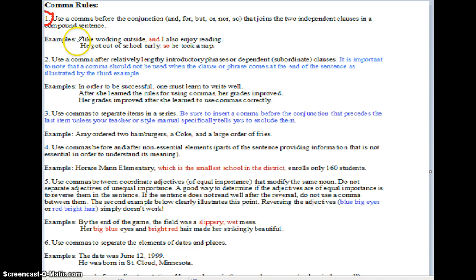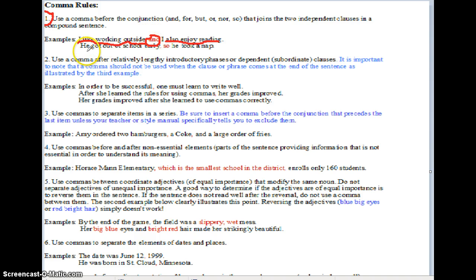The first example: I like working outside, and I also enjoy reading. As you can see, I like working outside is an independent clause, as is I also enjoy reading. Because the two are combined with a conjunction, you put a comma and then and.